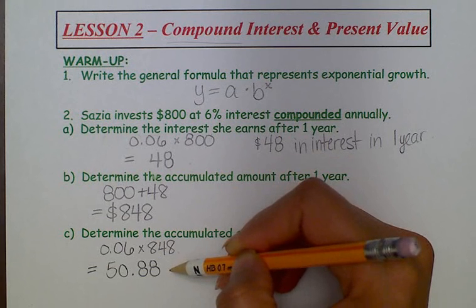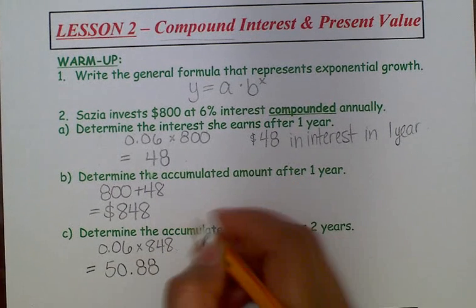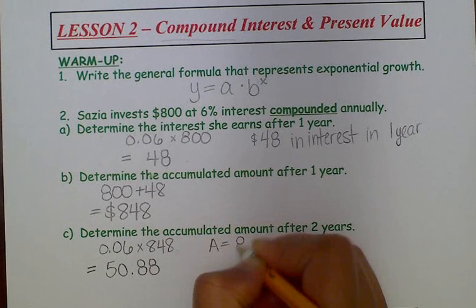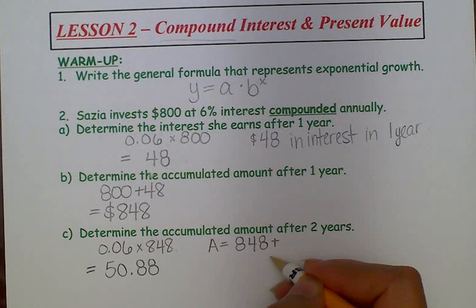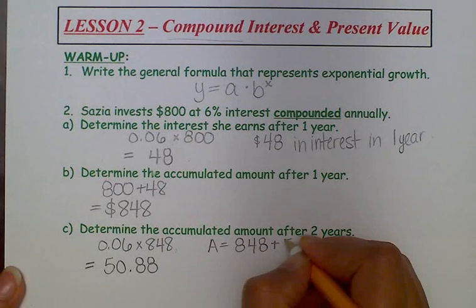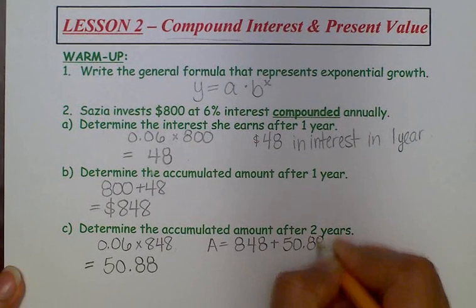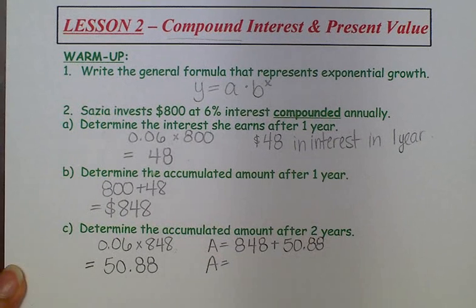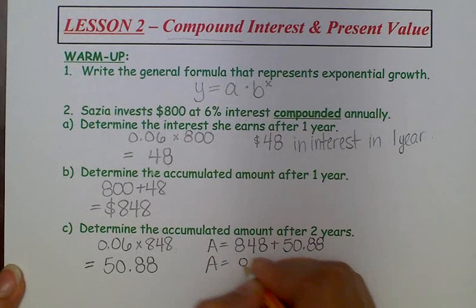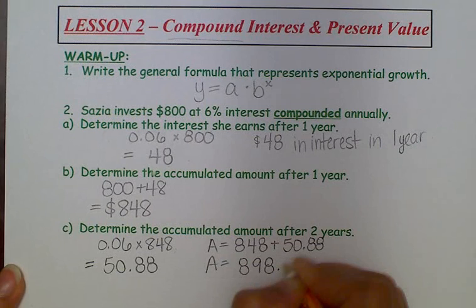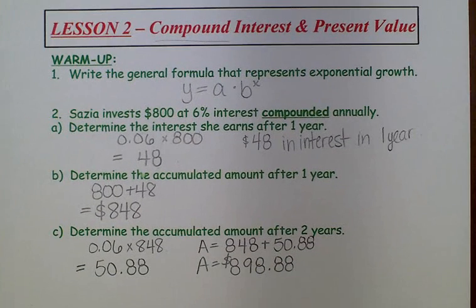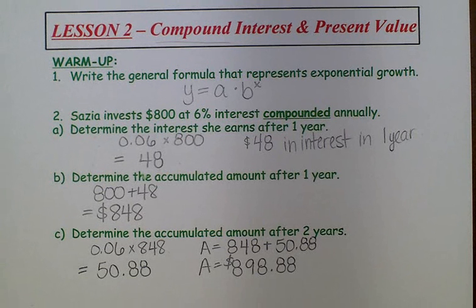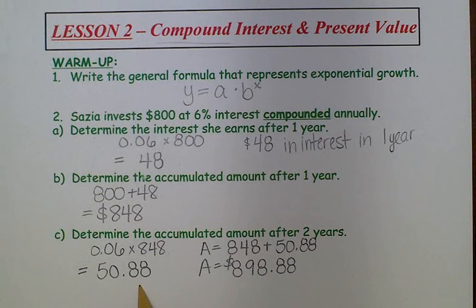So her accumulated amount would be $848, which is how much she has at the end of the first year, sorry, plus the interest that she earned by the end of the second year. And so in total she will have $898.88. So that's quite a bit of money. You'll notice that it's slightly more than it would have been if it was simple interest, and that's because she's earned interest on interest. So in her second year, she's actually earned more in interest.